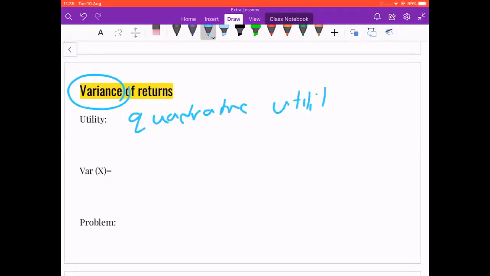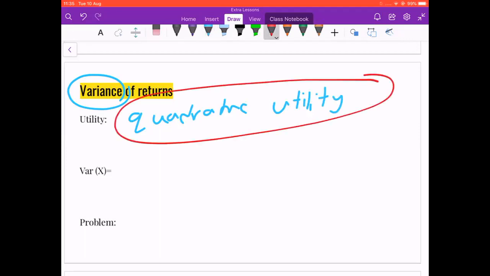If they do ask, you should remember that you can use variance to calculate a risk measure for a person who has a quadratic utility, but they almost never ask this question. But if they do, you should remember that you have actually proved that the Markowitz model, which is minimizing variance, is the same as maximizing quadratic utility. So this is where this idea comes from.